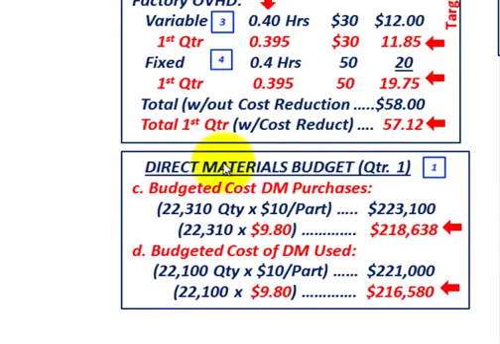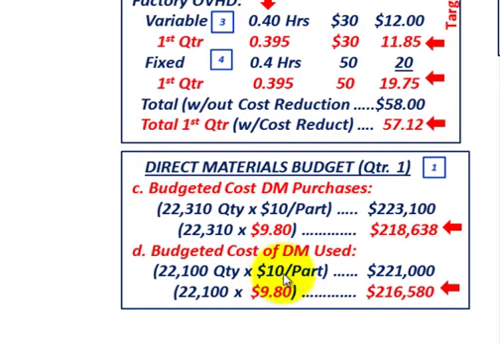So let's go down here and look at our direct materials budget just for the first quarter. For our budgeted costs for direct materials, you're going to have some quantity times the cost, quantity of parts times the number of dollars per part. That's going to give you some amount, in this case, $223,100. So we take our new budgeted amount for that first quarter from $10 down to $9.80. We're going to come up with a new budgeted cost for direct materials, moving down from $223,100 down to $218,638.